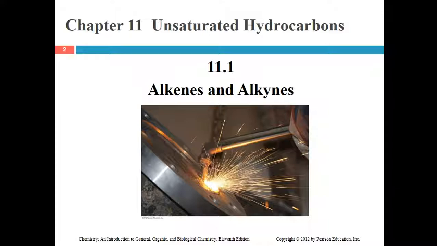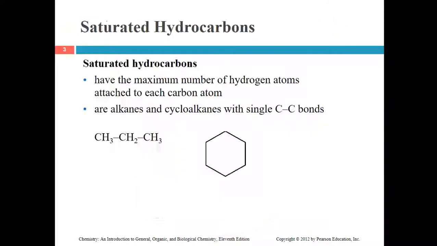11.1 is on alkenes and alkynes. And you wonder, why are we seeing a picture of welding here? Well, that's because the fuel that's used in the torch, acetylene, is an example of an alkyne.